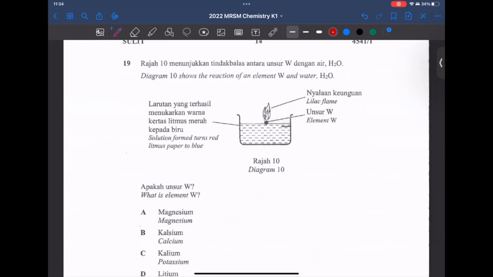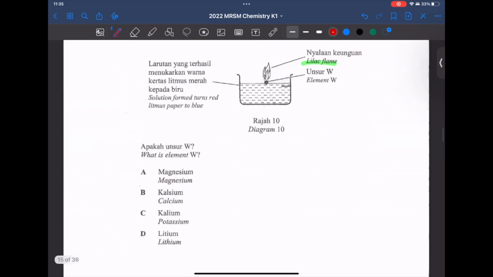19, diagram 10 shows the reaction of an element W and water. You can see that the solution formed turns red litmus paper blue because it's a hydroxide, and there's a lilac flame produced. If we see a lilac flame, straight away it's potassium. Potassium metal is reacting with the water to produce potassium hydroxide. So therefore, the answer here is C.